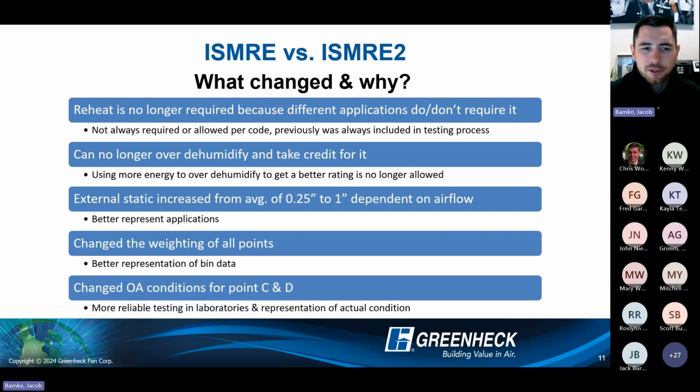And then the last couple are just changing the static pressures, the weights of the conditions, and the actual outdoor conditions themselves to make sure that we are better representing the weather bin data, the applications we're serving, and then we have some more reliable testing that's more representative of actual conditions you'll see in labs as well.